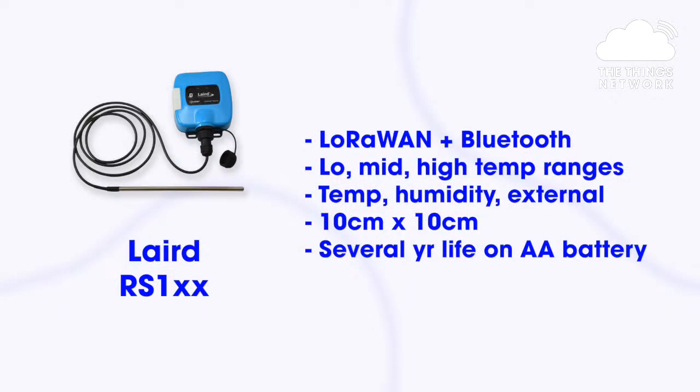The RS1 is a temperature sensor, and it comes in 3 different flavors. Low temperature, then there's a mid temperature, and then there's a high temp model that measures up to 450 C. The device is about 10 centimeters by 10 centimeters.